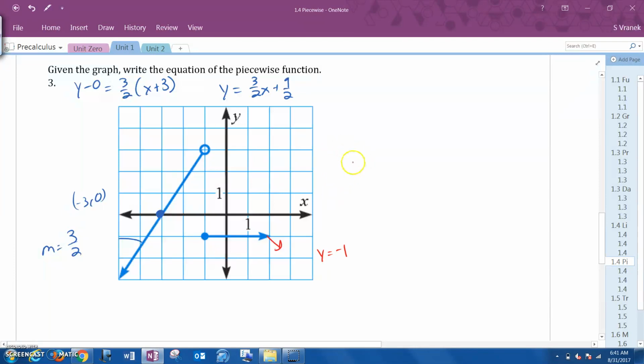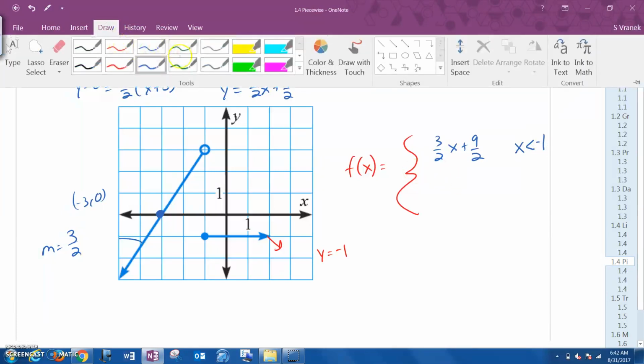To write an equation of a piecewise, we have f of x equals, and then we have the bracket. So the left piece is this 3/2 x plus 9/2. And now you just have to say what x goes to. X starts at -1 and goes to the left, but it does not include it because it's open. So you just say it's less than -1.